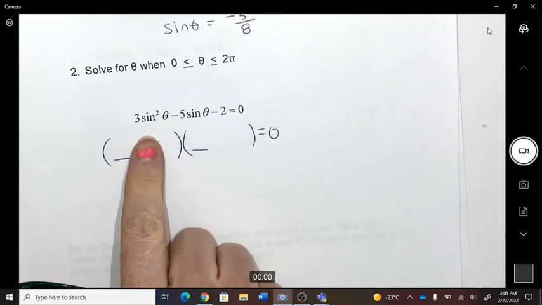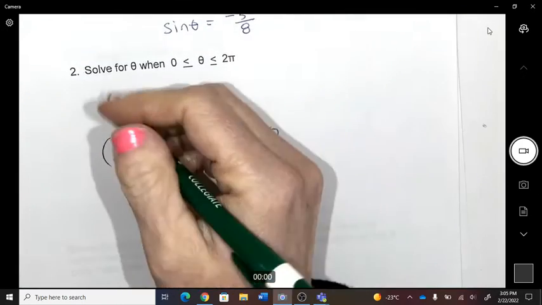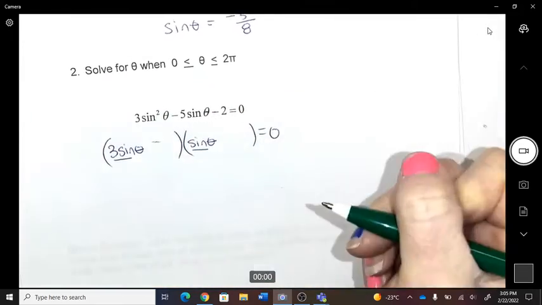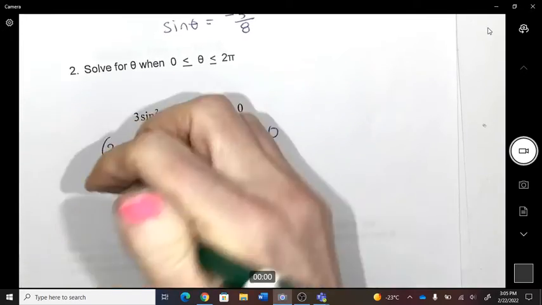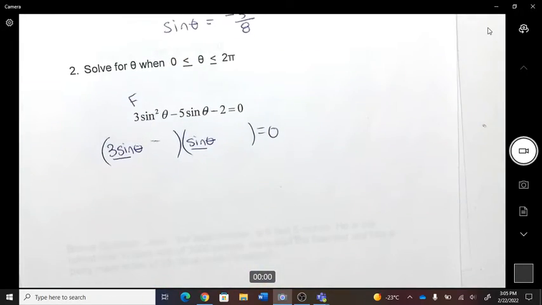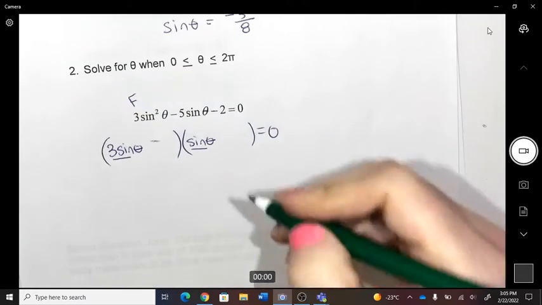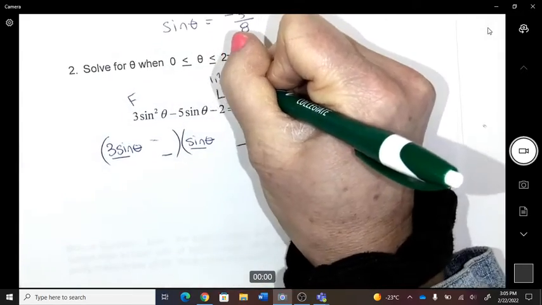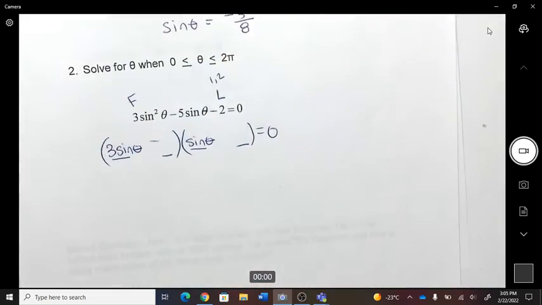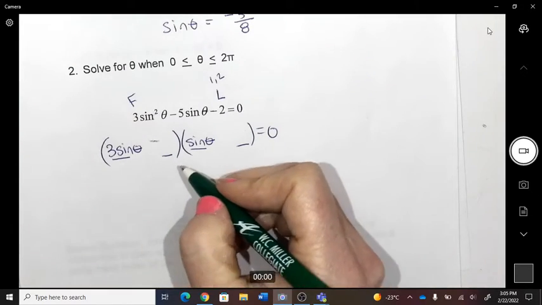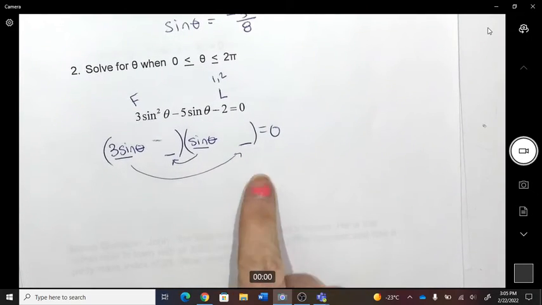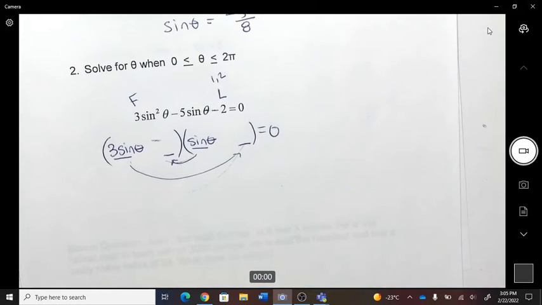So what times what makes 3 sine squared? So 3 sine angle, 1 sine angle. That makes that. Okay, so to make the last, do you understand I need a 1 times a 2? But I have to be careful. Where should I put the 1 and where should I put the 2? Because those 2 things need to make -5.